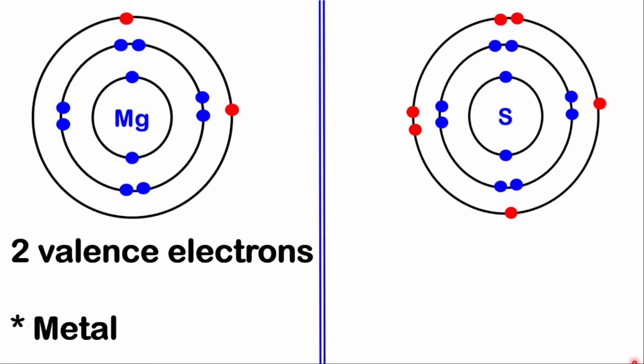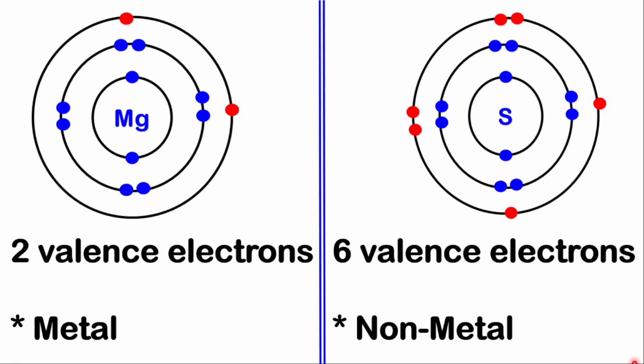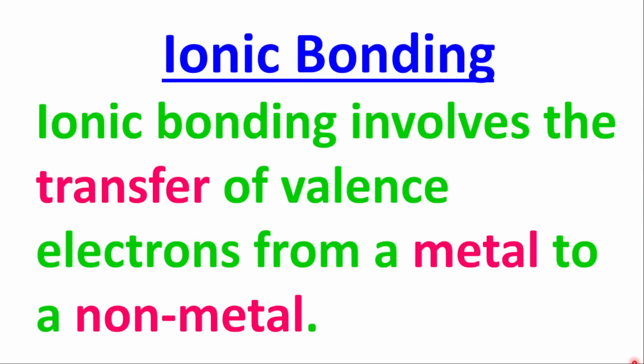All right, so a point to note here is that, for example, magnesium is a metal. It has 2 valence electrons. Sulfur, on the right, has 6 valence electrons. Again, it's a non-metal. And an ionic bond must be between a metal and a non-metal, or you can say a cation and an anion. So again, there's no need to draw all the shells when you're doing these things.